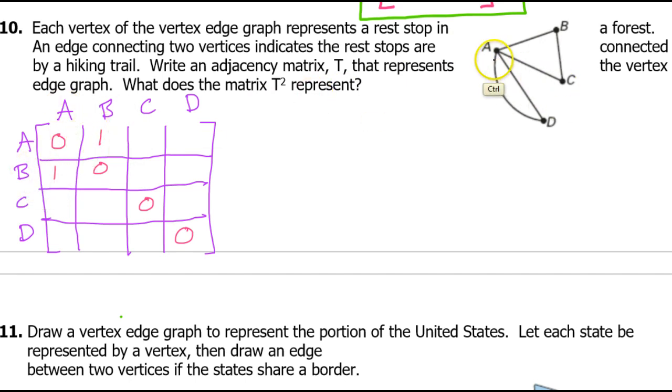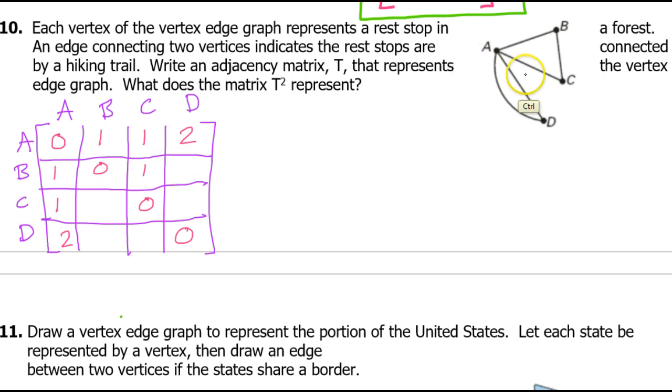Here's another trail between A and C. So there will be ones here and here as well. There are two trails between A and D. So that's why I'm going to put a 2 here and a 2 here. Okay. There's a trail between B and C. So there'll be a 1 here.